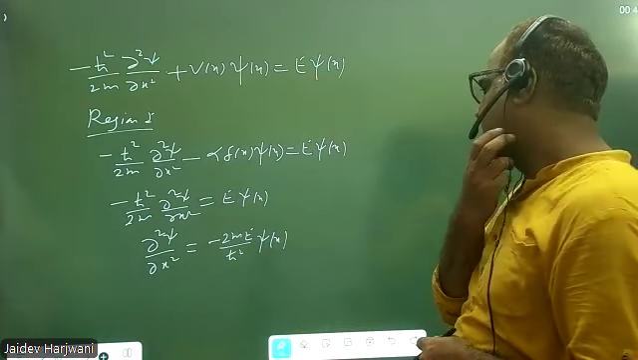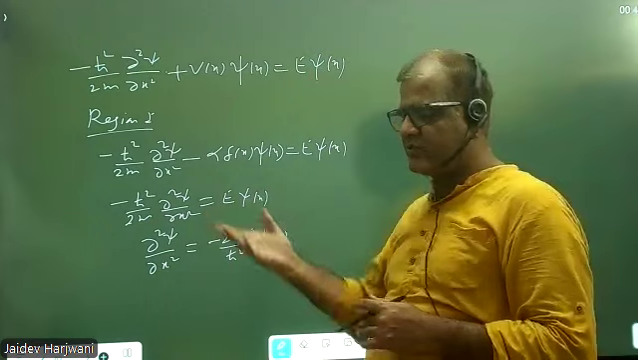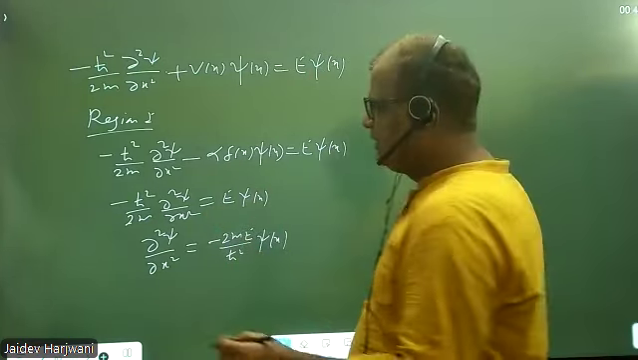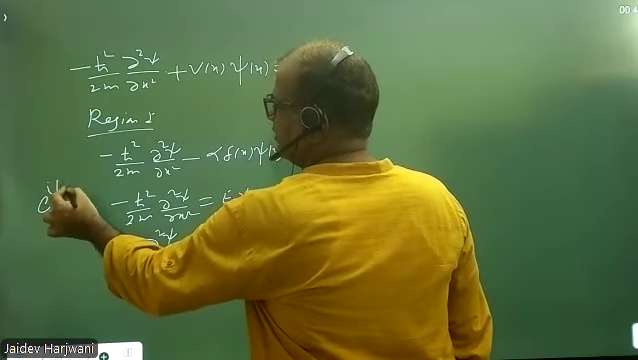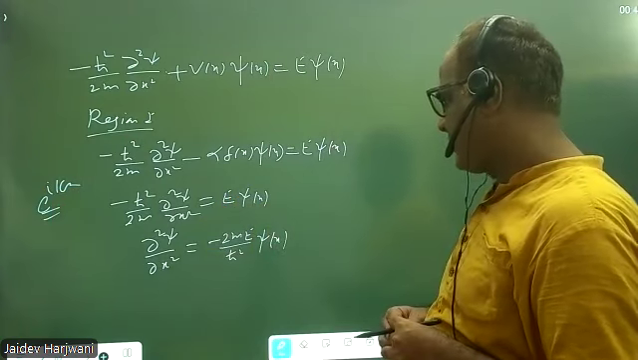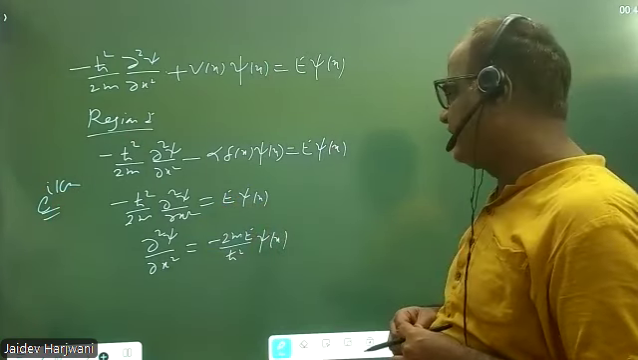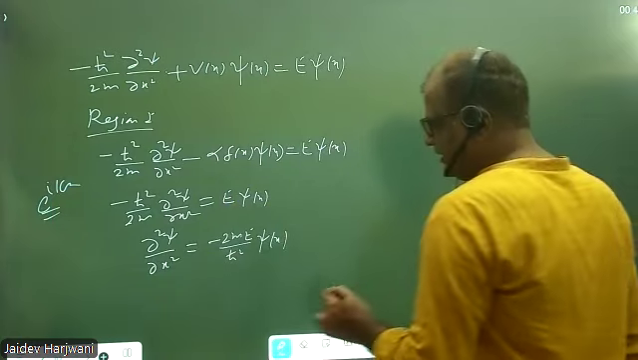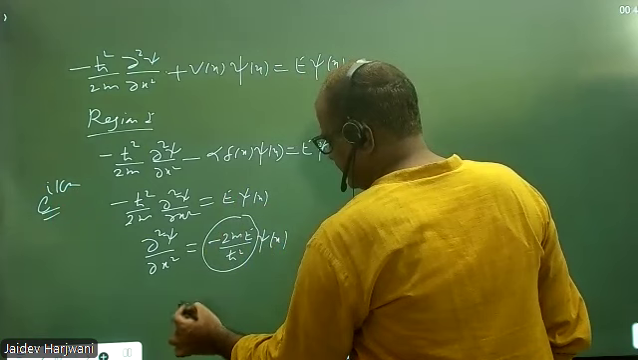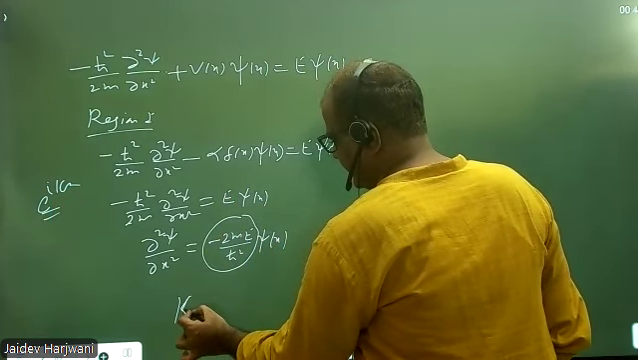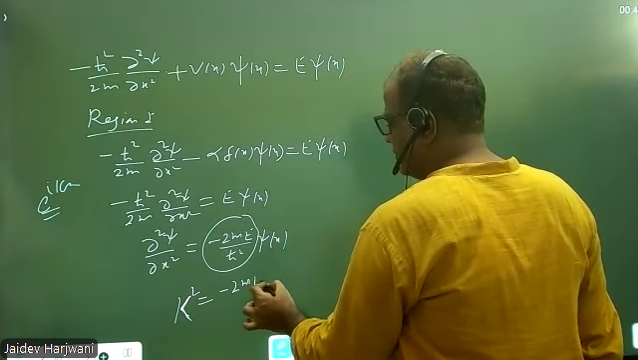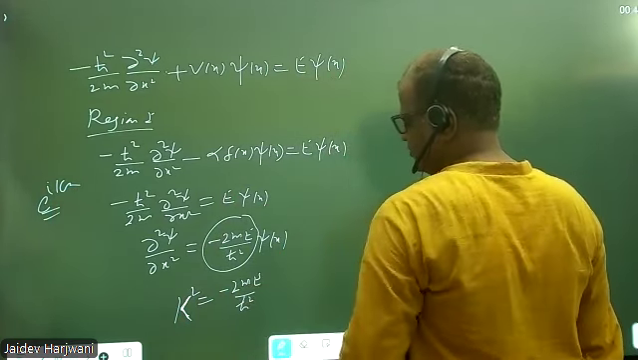Generally, this type of equation has a solution like a simple harmonic motion equation, with solutions like e power i k x. But here, because E is negative, I am defining this constant as kappa square, which is equal to minus 2mE upon h cut square.